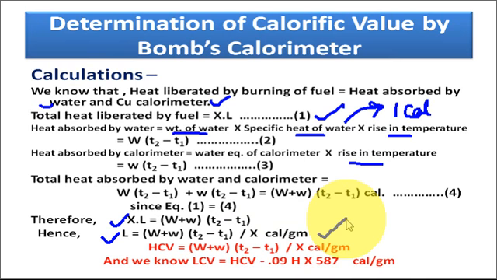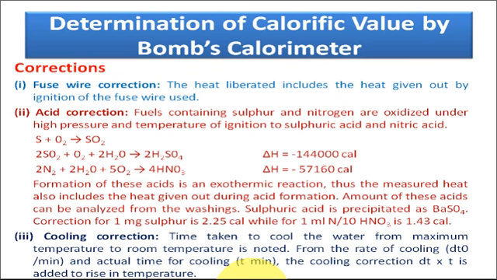And from this HCV, how can we calculate the LCV? In the previous class we discussed LCV is equal to HCV minus 0.09 H into 587 calorie per gram. So this is the LCV calculation. But from this formula we cannot calculate the accurate amount of HCV and LCV. Why? Because some corrections are still required in this formula. Now, what are these corrections?